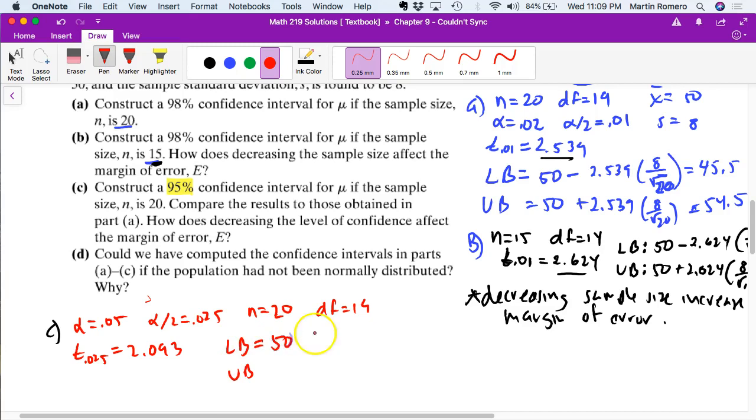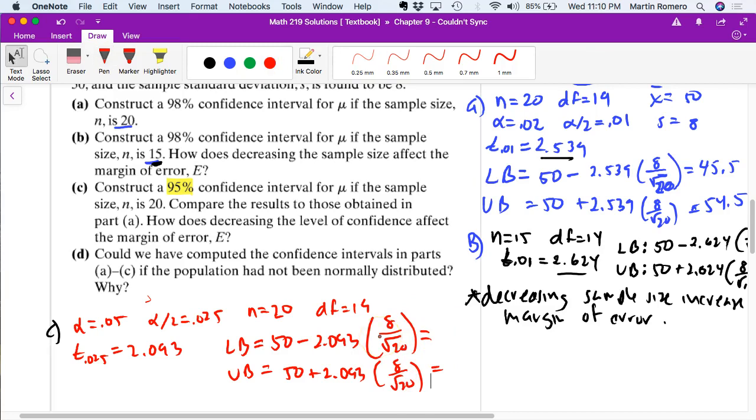Lower bound is going to be 50 minus 2.093 times 8 over square root of 20. Upper bound is going to be 50 plus 2.093 times 8 over square root of 20. And so when you do those values, we should end up with 46.3 as the lower bound. Upper bound is going to be 53.7.